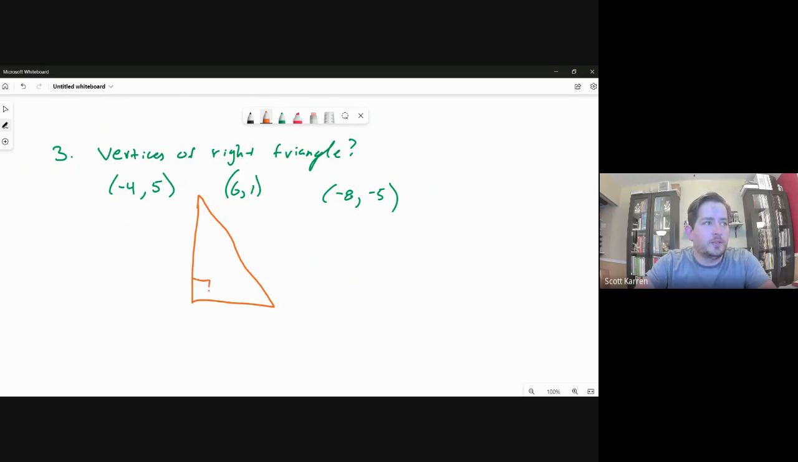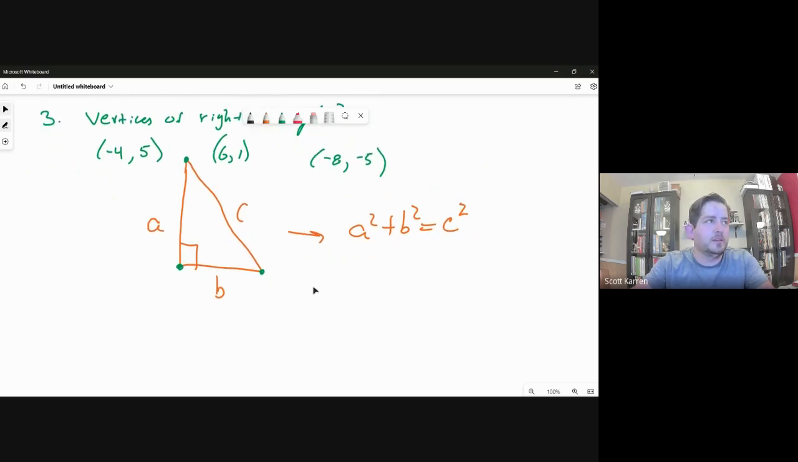Well, if I have a right triangle, then I have side A, side B, and side C, and a squared plus b squared equals c squared. So I want to find the distance between each of these because each of these points is the vertex of some triangle. It's those 3 points. And if I find the distance between any two of them, that would be the sides of this triangle.